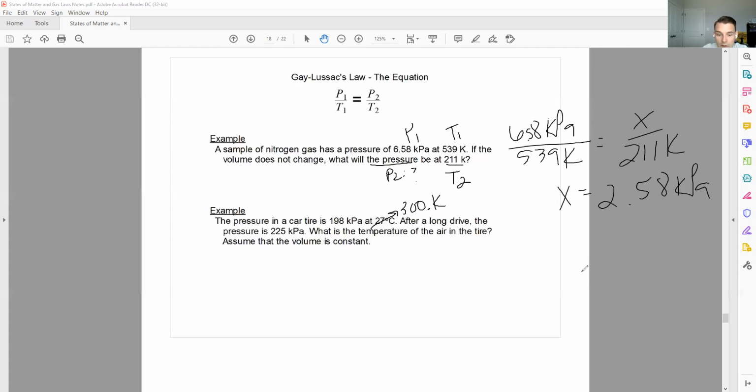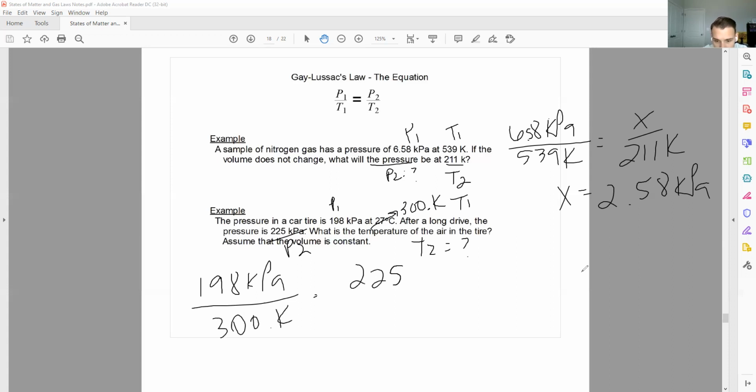Okay, again, I've got all of my information. P1, T1, P2. My T2 is my question mark. So just plug it in. 198 kPa over 300 decimal Kelvin is equal to 225 kilopascals over X. Do that math. X is 341 Kelvin.